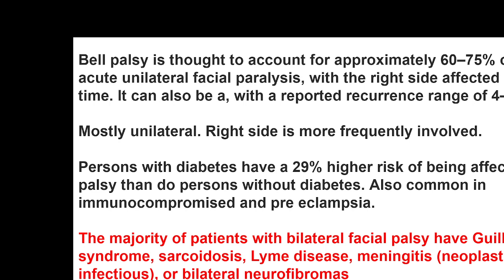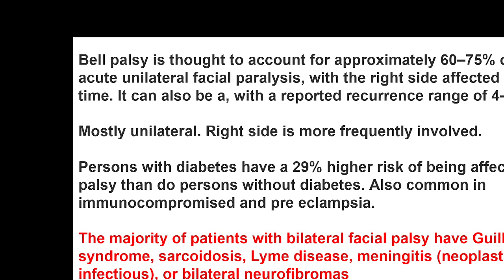The right side is more affected, in 63% of cases, and there is also a reported recurrence rate of 4 to 14%. Recurrence is seen in a good number of patients, and it is always or mostly unilateral. The right side is more frequently affected. Persons with diabetes have a 29% higher risk of being affected by Bell's palsy than persons without diabetes.